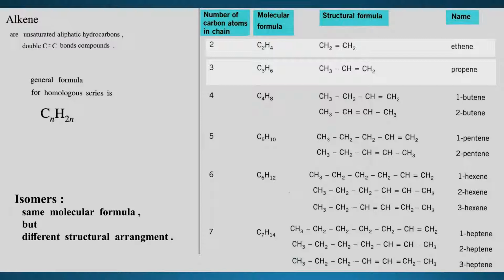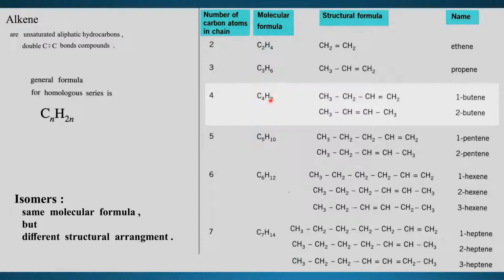For the 1st, 2nd and 3rd carbon alkenes, they only have a single structure. Now we look further. When you come to the 4th, you get 2 different structures. You see you have the same molecular formula with 2 different structures. The structural names are 1-butene and 2-butene. Why? That is the position.